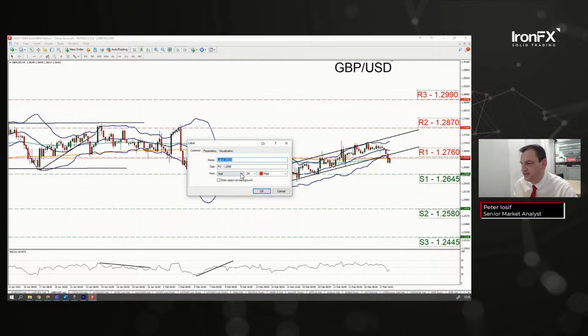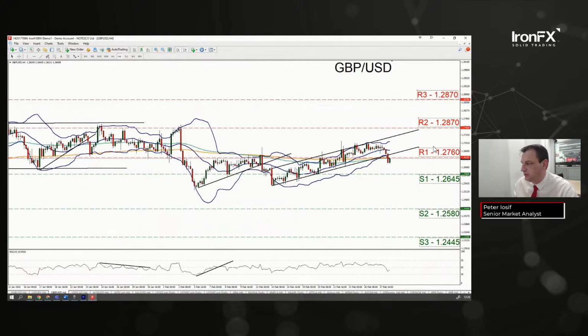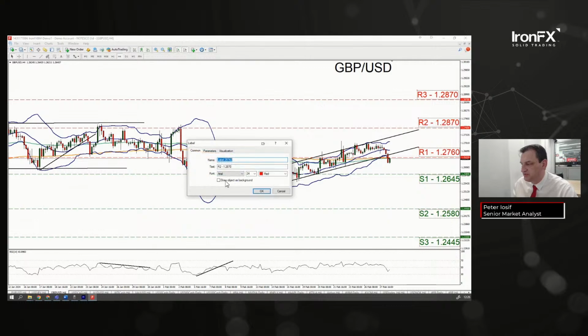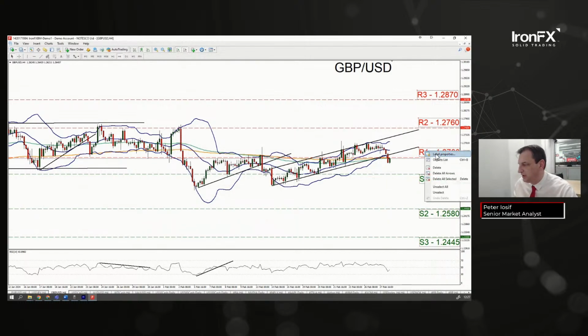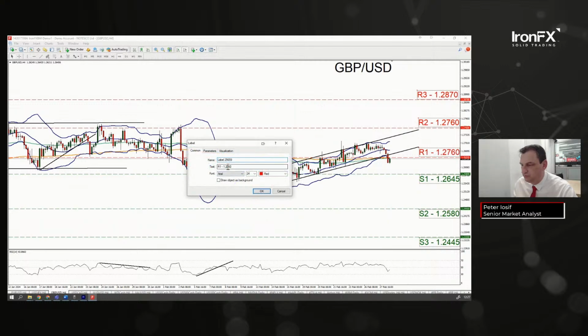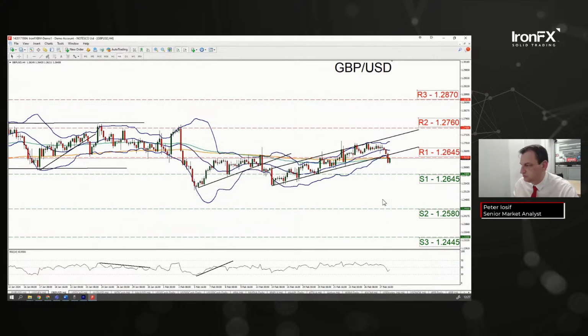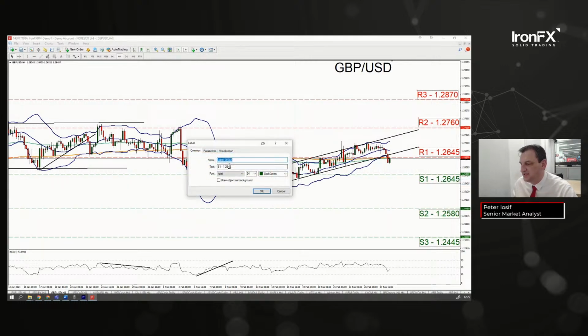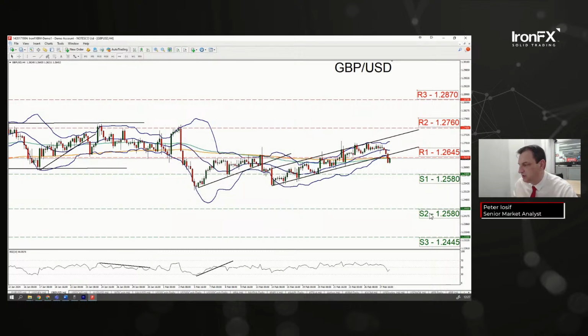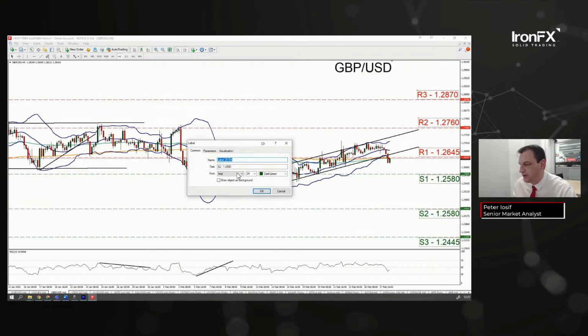Now let's set the R3 at 1.2870, the R2 at 1.2760, the R1 at 1.2645. Once again, the whole movement, it's indicative how identical it is between cable and EUR/USD, and practically was caused by a strengthening of the US dollar.